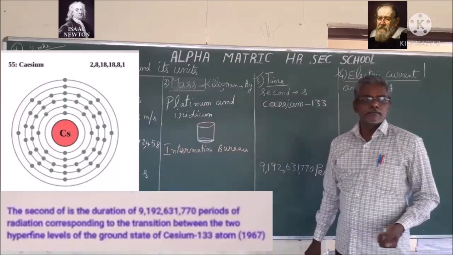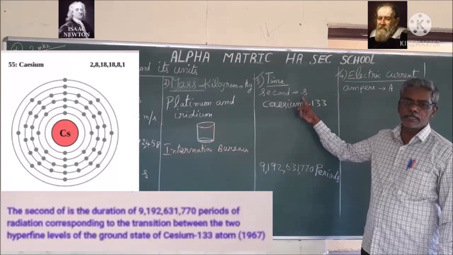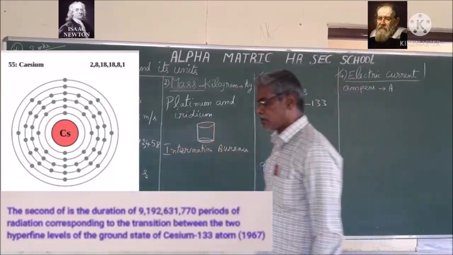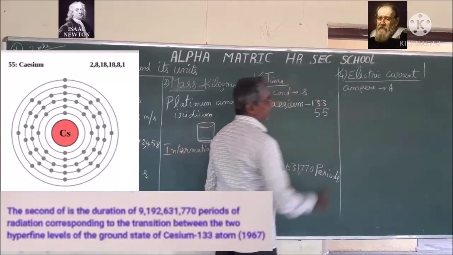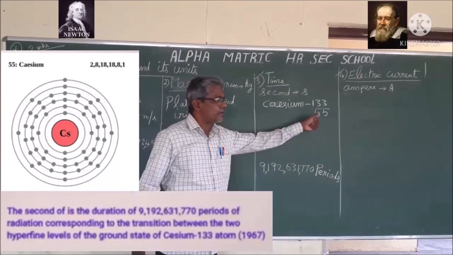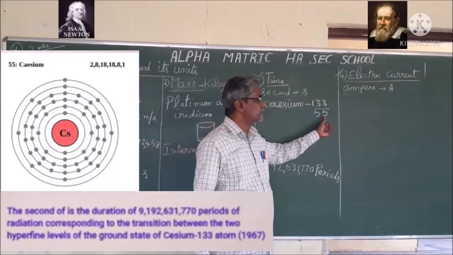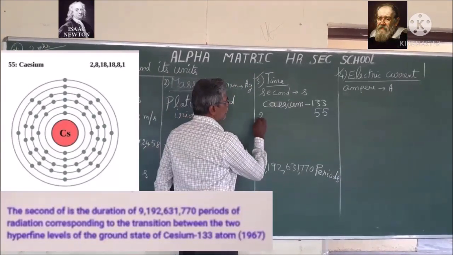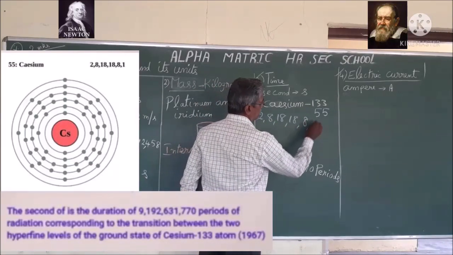Let us consider the cesium 133 atom. This 133 represents the atomic mass. What will be the atomic number for cesium? It is 55. Now we will draw the electronic configuration for cesium, atomic number 55. The electronic configuration is 2, 8, 18, 1.